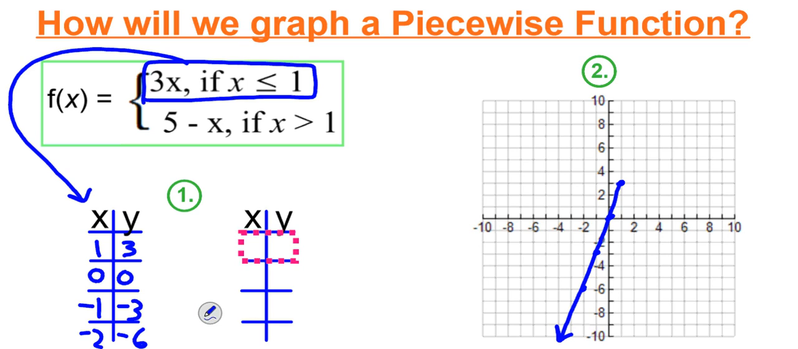Let's go ahead and switch colors. And now let's make a table for our second piece of our piecewise function. Now, here's the deal. See how it says that x has to be greater than 1? Well, I'm not going to start with 2. If I put 2 in my table, I would leave out 1.1, 1.4, 1.99999, right? Yes, I would be leaving all those out.